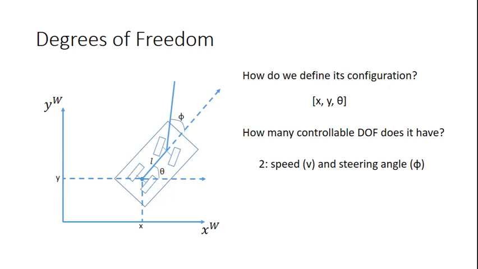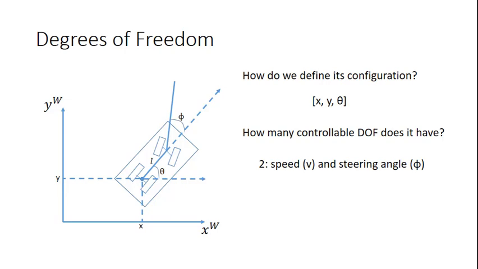Oh, okay. Sorry, you all. I was right. It is just x, y, theta, because phi is part of the controllable degree of freedom, not necessarily a part of the configuration. Okay, sorry. So this slide is correct. I was not wrong here.